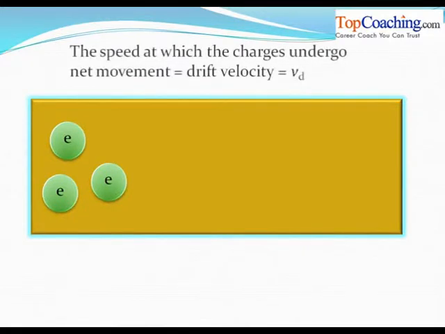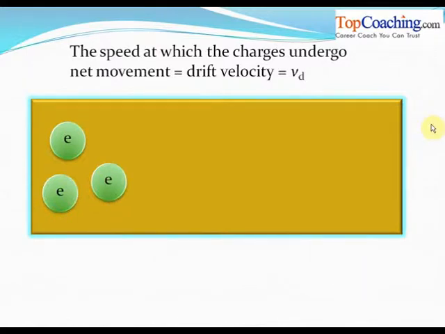The net speed at which these electrons drift, around 10 raised to minus 4 meters per second, that speed is called drift velocity. So drift velocity is the net speed at which electrons drift in a specific direction when an electric field or potential is applied. Drift velocity is represented by the symbol Vd.